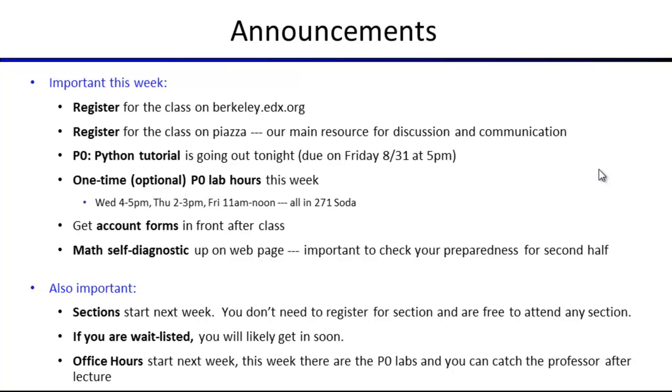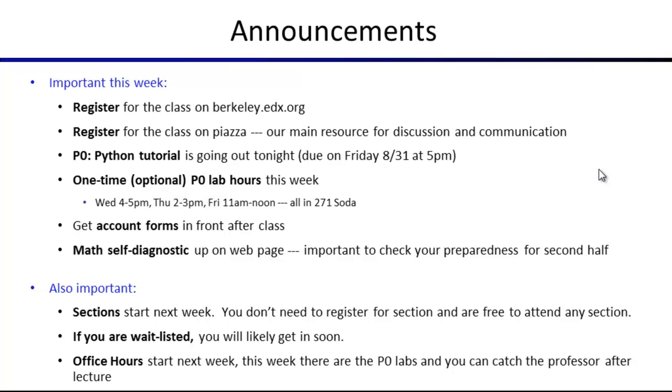You already have something that will be going out tonight, and that's due on Friday. This is Project Zero. It's meant to get you familiar with Python if you aren't yet, and get you familiar with the instructional machines if you want to use them. You can also use your own machine, whatever you prefer, but it's to get you used to whatever setup you'll be using throughout the semester for the projects. So that's due Friday at 5 p.m. This will go out tonight.